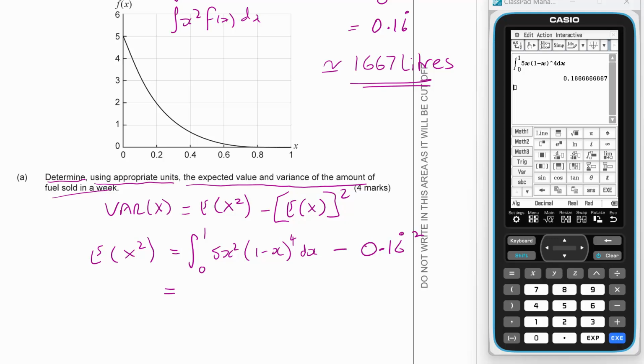We can certainly make use of this, so we're going to pop a squared in there, and then here we're going to take away this answer squared, and that gives us 0.0198.